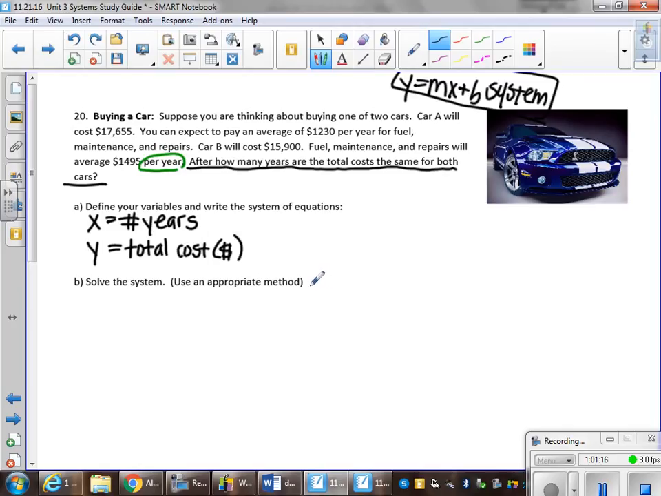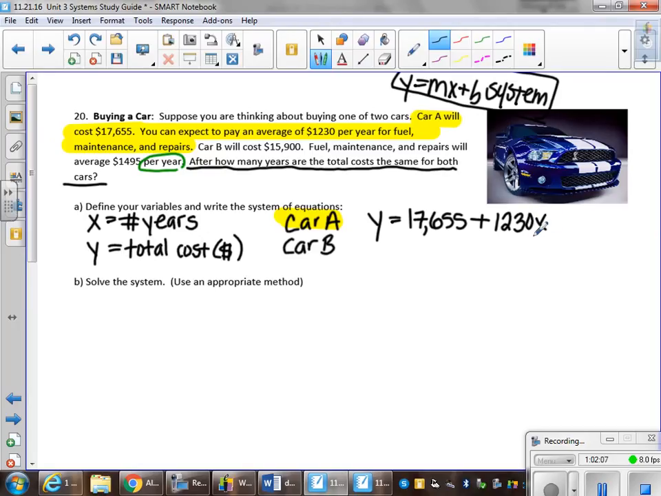With y equals mx plus b systems, we are always comparing 2 things. Here, I see that we're talking about 2 cars, car A and car B. So in yellow, I'm going to highlight everything I find out about car A. I'm told car A will cost this much money, and you can expect to pay an average of this much on fuel, maintenance, and repairs per year. Everything in yellow is about car A, and we're going to use it to write our y equals mx plus b. You pay for the car once, so $17,655 is what you pay, plus how much per year? $1,230 per year. That's why it gets X, $1,230X.